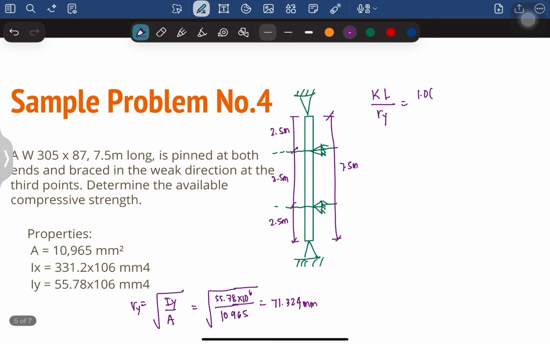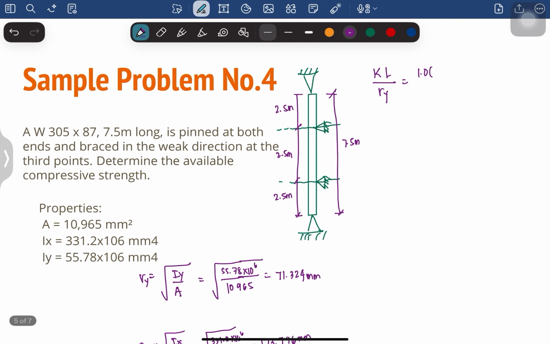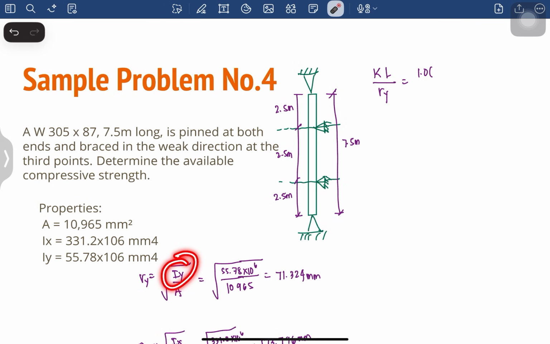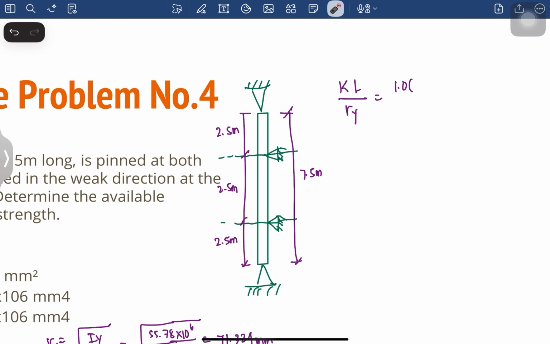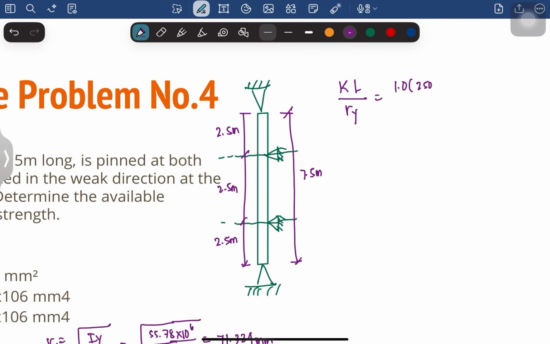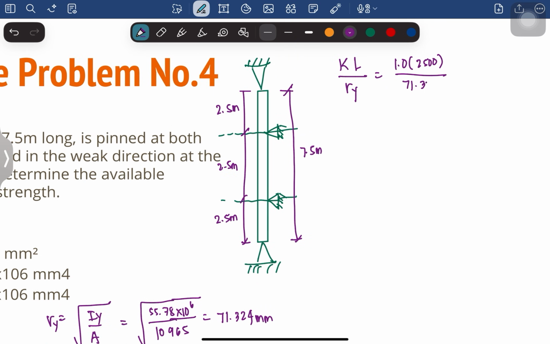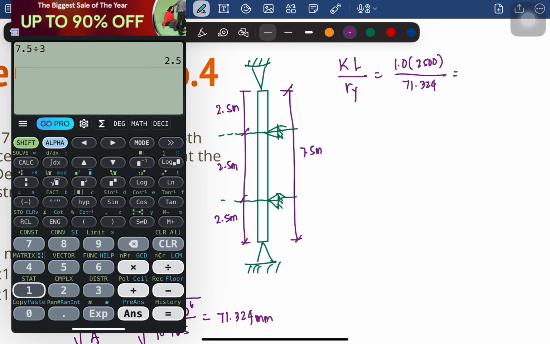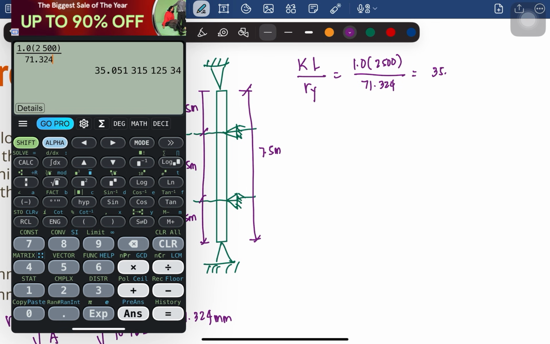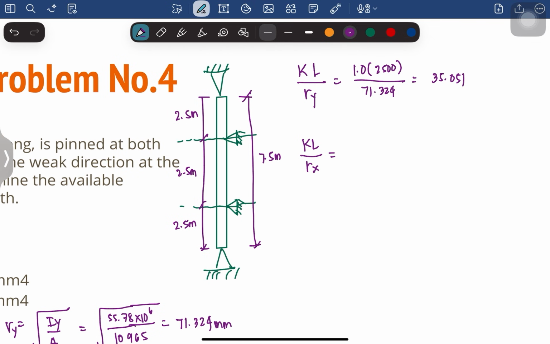Para po sa weak direction, ang naapektuhan diyan is yung moment of inertia about y-axis. Ang i-consider niyong length is 2.5. So, 2,500 over yung ry na 71.324. So, 1.0 times 2,500 over 71.324. So, 35.051. So, tingnan natin kung may mas mataas pang value ng slenderness ratio considering naman yung Rx.